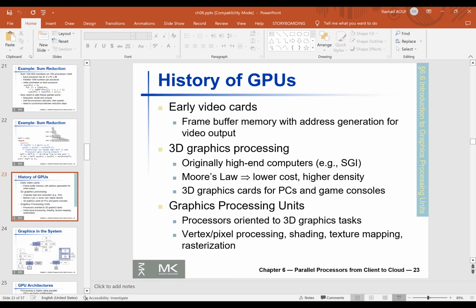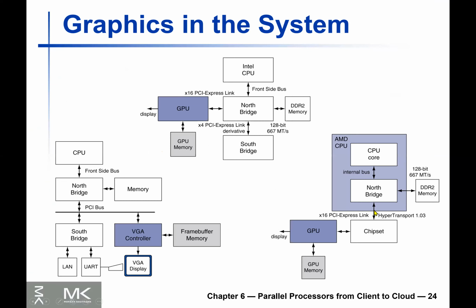Let me show the slides. Okay, should be okay now. The graphics system we can see here: we have the CPU, north bridge, memory and chipset, and the GPU connected between the chipset and the CPU, and memory. This is a different architecture for it. You can see it in the textbook. Let me go to the textbook.